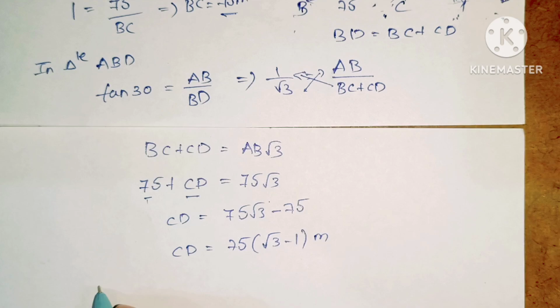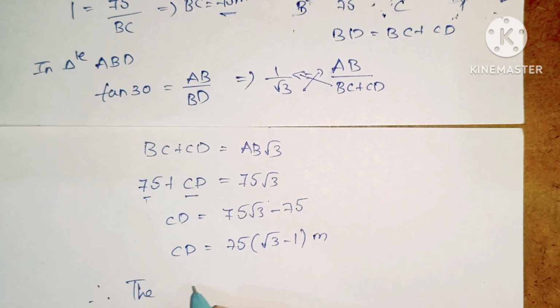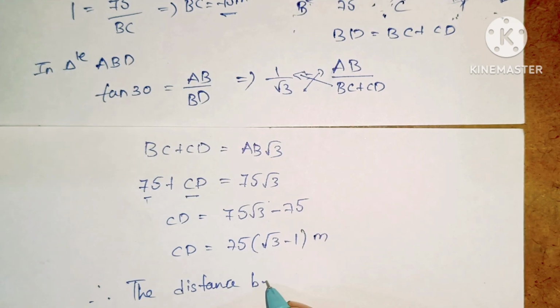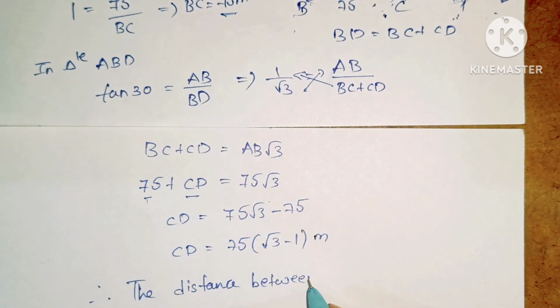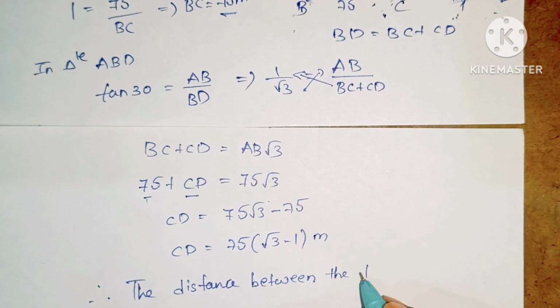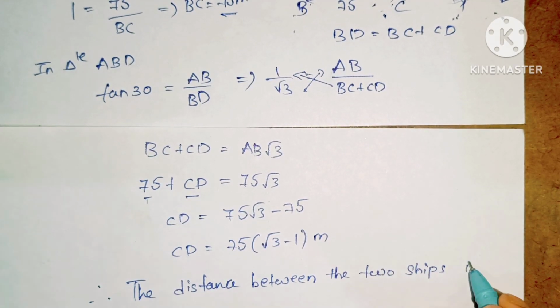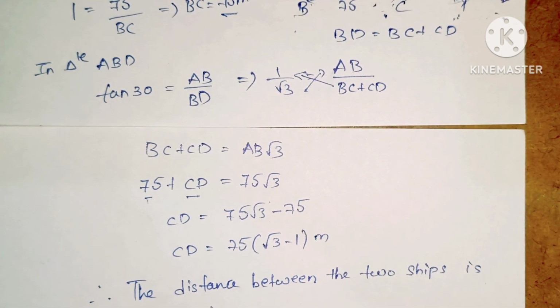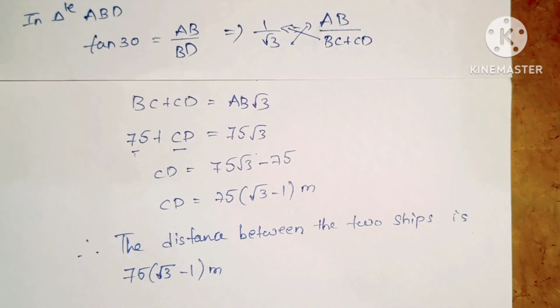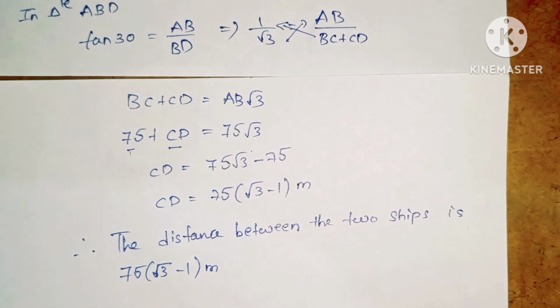Therefore the distance between the two ships is 75 times (root 3 minus 1) meters. Okay, 75 times (root 3 minus 1) meters.